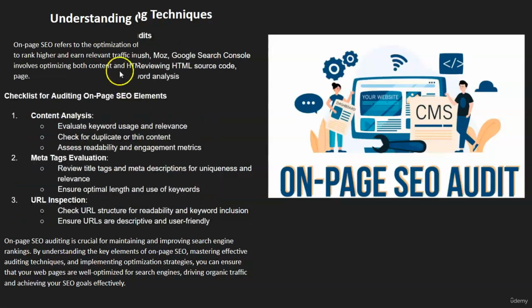So we can use tools like Ahrefs, SEMrush, Moz, Search Console. We can manually review the HTML source code, and we can also build our own checklist, right? URL inspection checklists, the meta tag evaluation checklist, and a content analysis checklist. But I'm also going to introduce a Python script that you can use to save time, because the process of on-page SEO auditing is very time consuming and can even be very expensive when you consider the cost of all of these tools involved. So let's dive into the practicals.